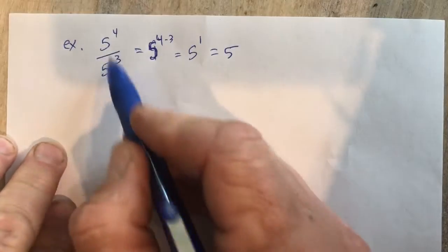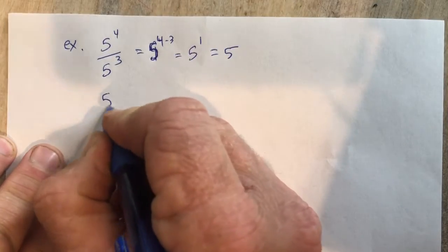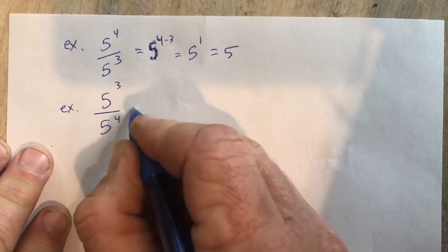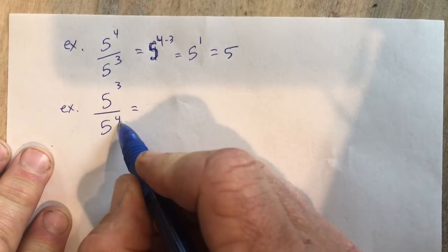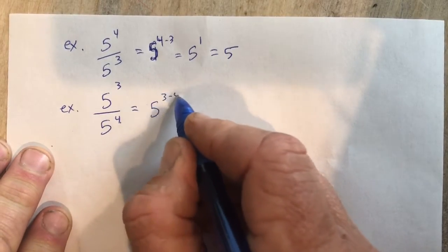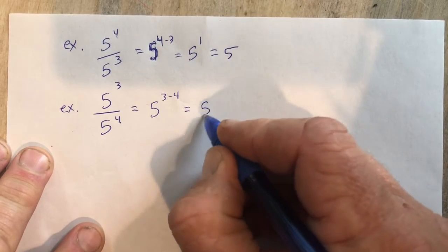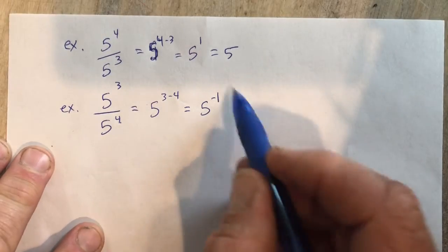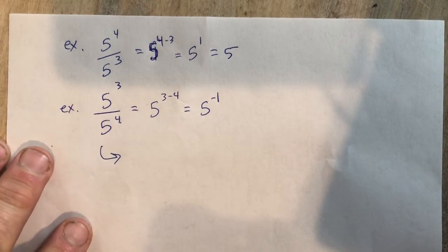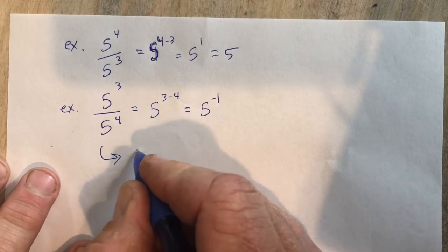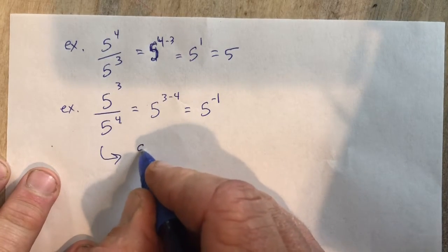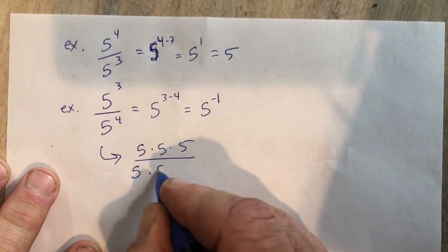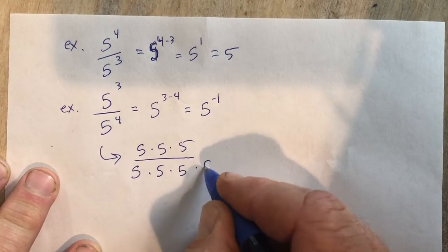Okay, but what happens if these are reversed? So let's take 5 to the 3rd power as a new example, divided by 5 to the 4th power. What happens? Well, if we do 3 minus 4, 5 to the 3 minus 4, we get 5 to the negative 1st power. So what does that mean? Well, in order to know what it really means, we need to take this in the expanded form and take a look at it. So 5 to the 3rd power could be written as 5 times 5 times 5. 5 to the 4th power could be written as 5 times 5 times 5 times 5.